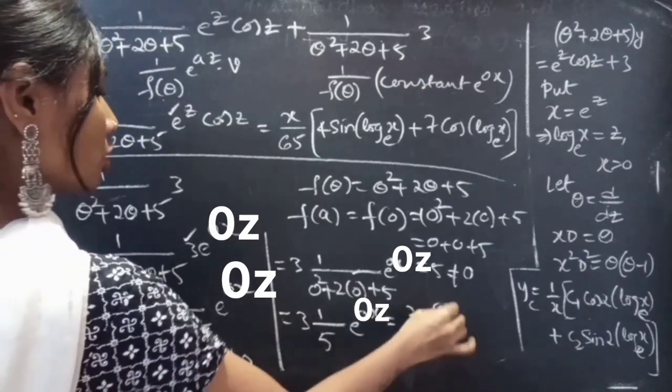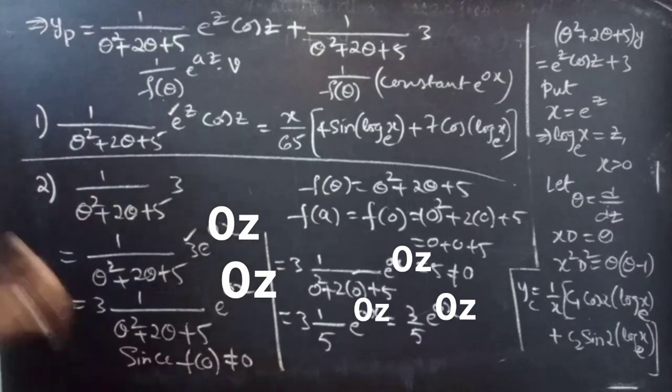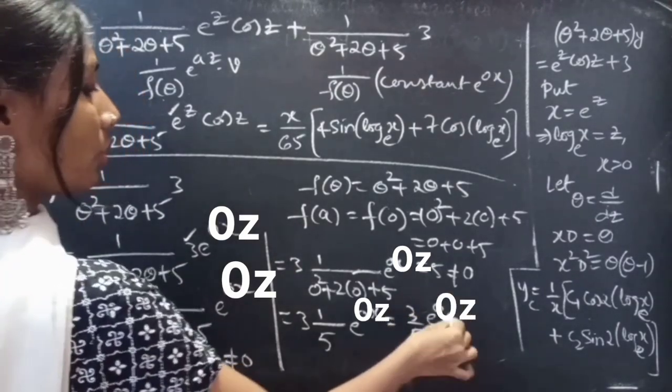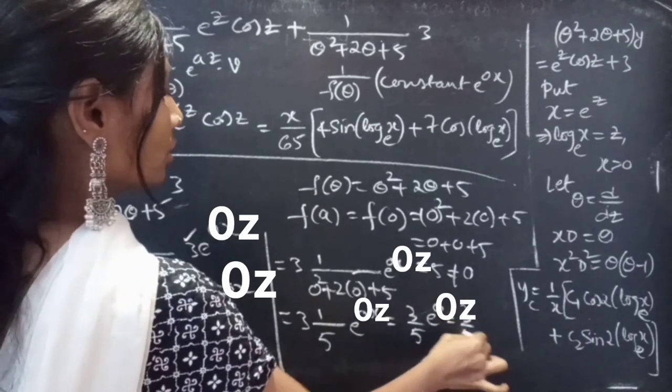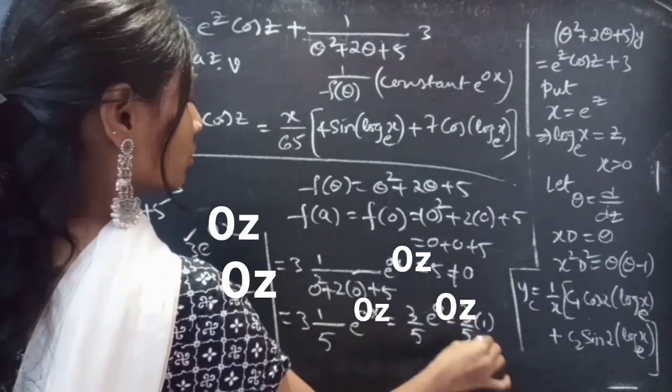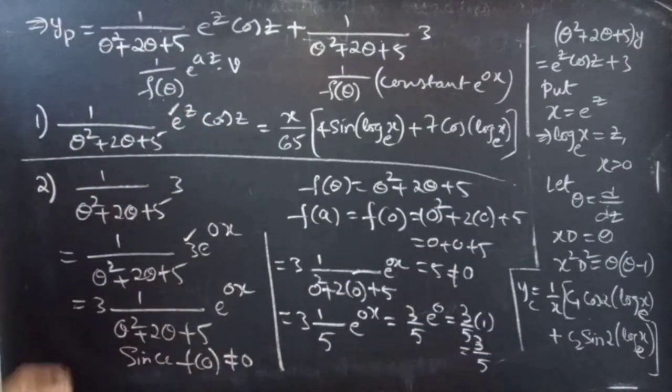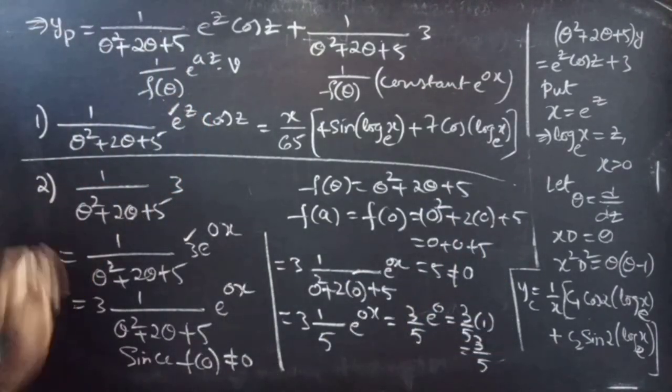Which is equal to 3 into 1 by 5 e^(0z), which is 3 by 5 into e^(0 into z). We know that e^(0 into z) is e^0. Also we know that e^0 is 1. So we'll get 3 by 5 into 1, which is 3 by 5. Okay, this is the result obtained from the second term.